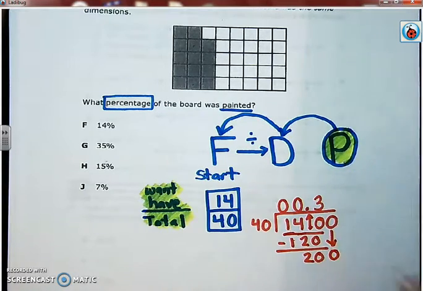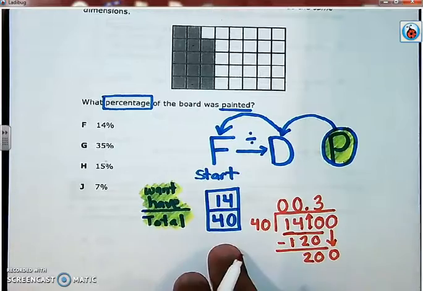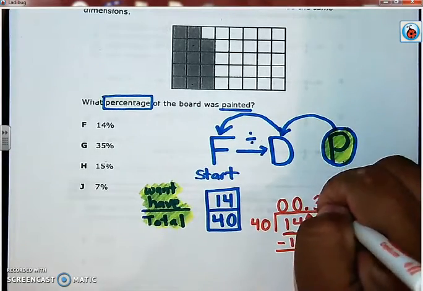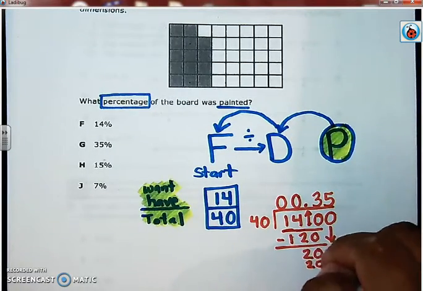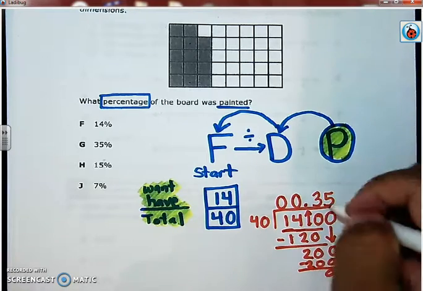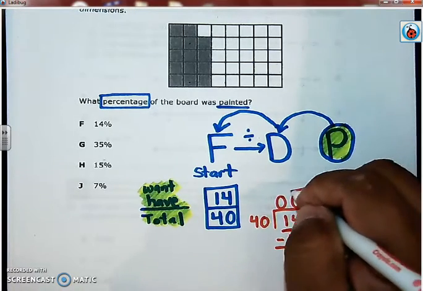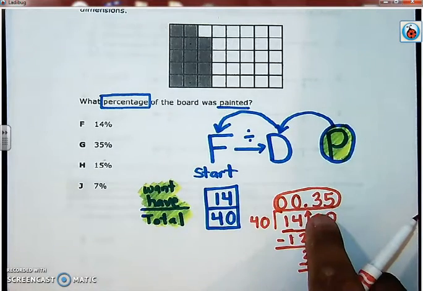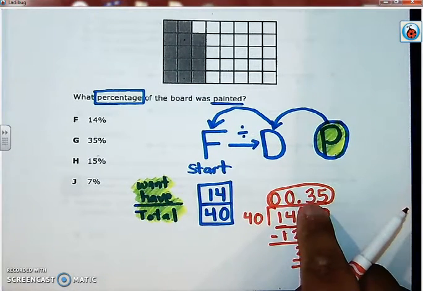Brother, bring down. I have 200 controllers. Can 40 people play? Yes. 5 times. Sister, subtract. I end up with a decimal of 35 cents.